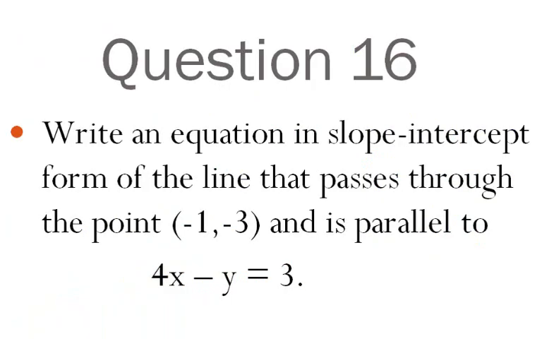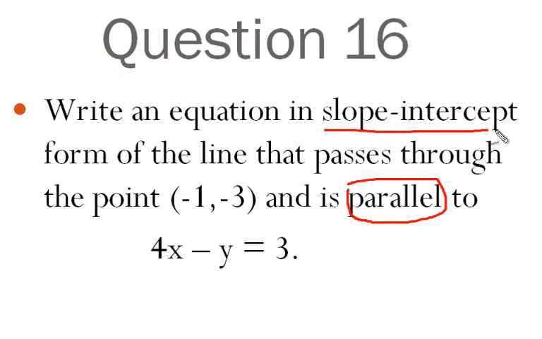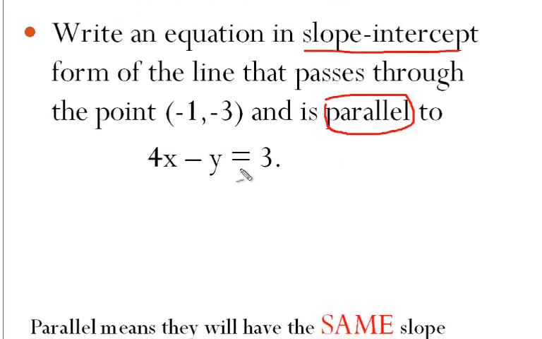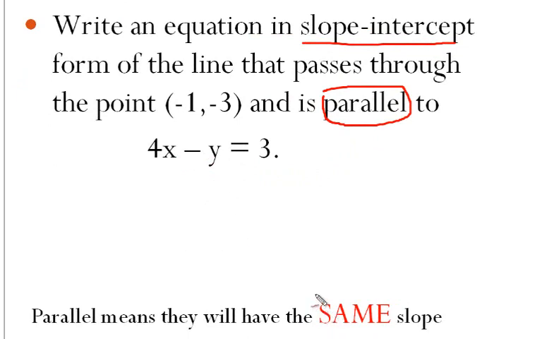Number 16 says, write an equation in slope-intercept form of a line that passes through the point -3, -1 and is parallel to this equation here. Alright, so we see one of our keywords, parallel. That means that this equation that we're looking for in slope-intercept form is going to be parallel to this one, so it's going to have the same slope. So you guys remember, parallel, they have the same slope.